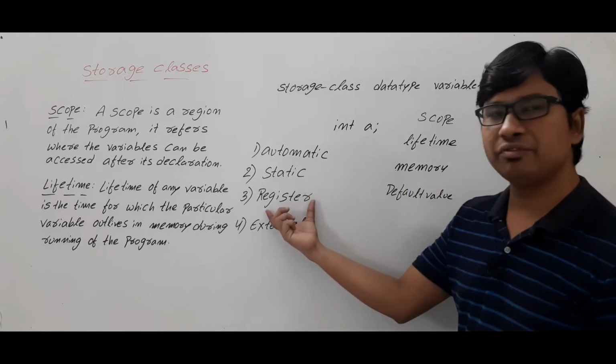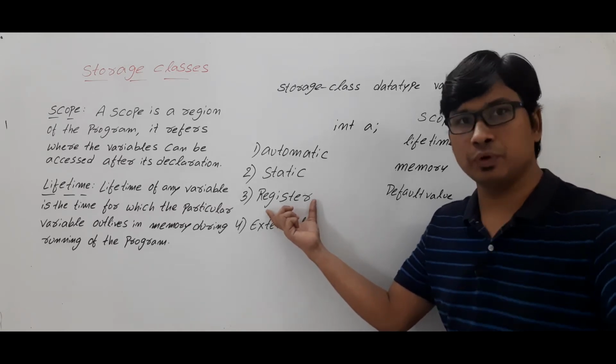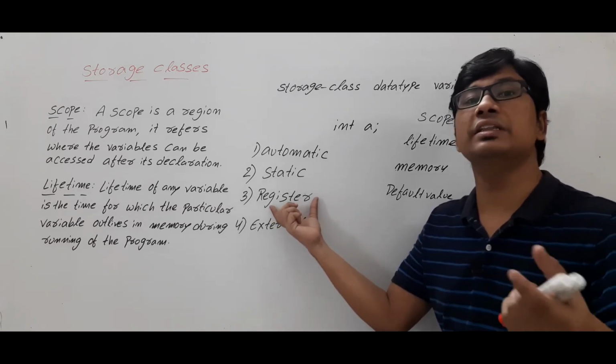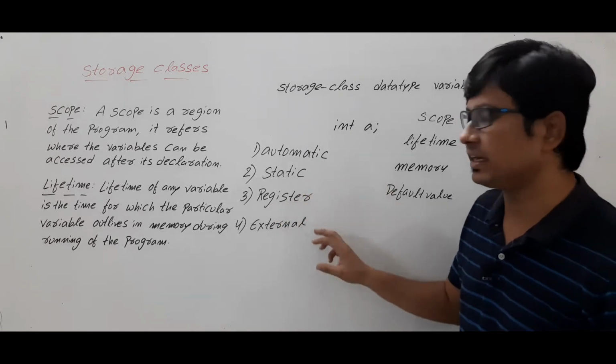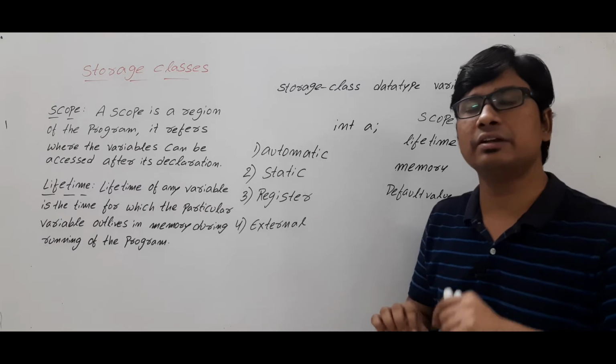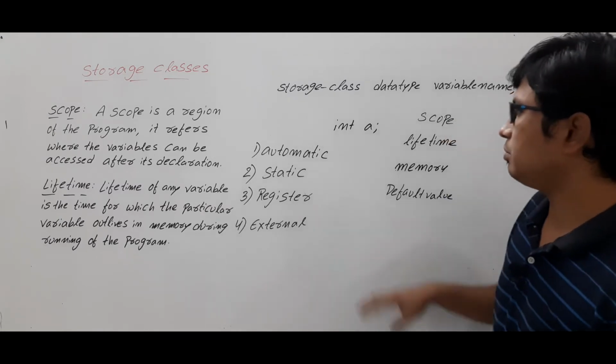When you have defined a variable as a register variable, when you are running this program, that variable will be stored in a register, whereas other variables such as automatic, static and external variables will be saved in the main memory when the program is running. Okay, are you able to understand?